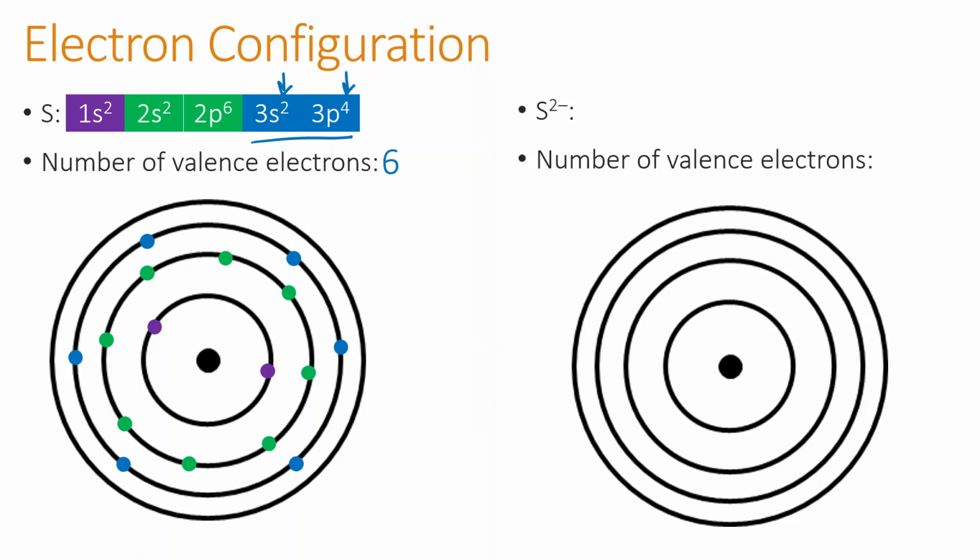So now let's think about S minus 2. So minus 2 here means that this is an anion, and we have gained 2 electrons. So think about where you would add those 2 electrons and go ahead and try to write the electron configuration for sulfur -2.